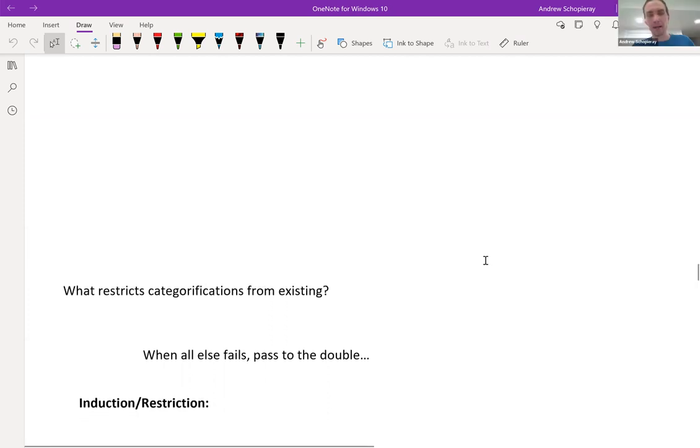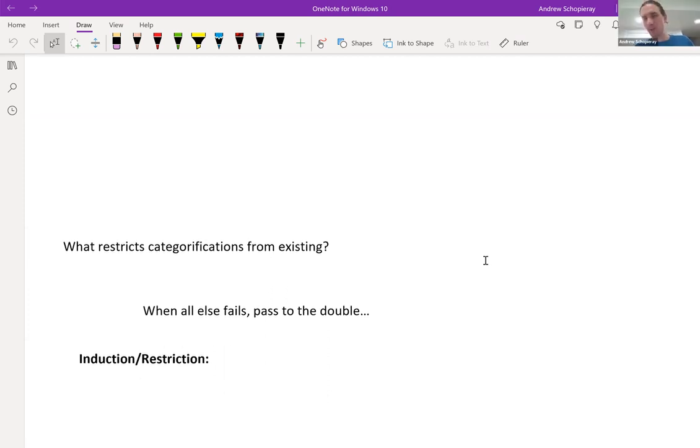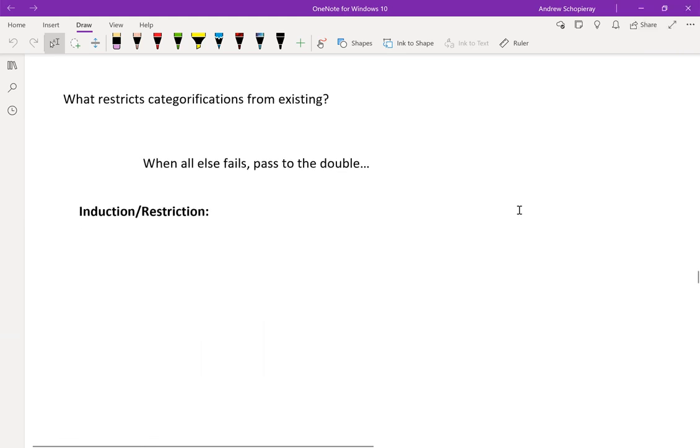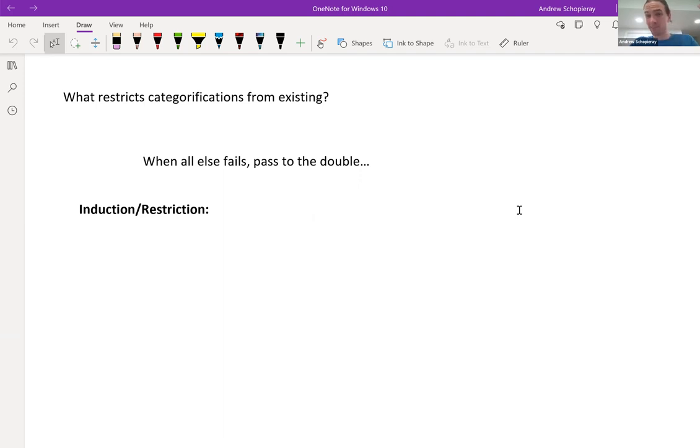Okay. Well, I'll breeze through this part because we've reached the point where now I'm going to be discussing things that are a little bit more technical and really would only be interesting to people who have looked at these before. So what's preventing these categorifications from existing?